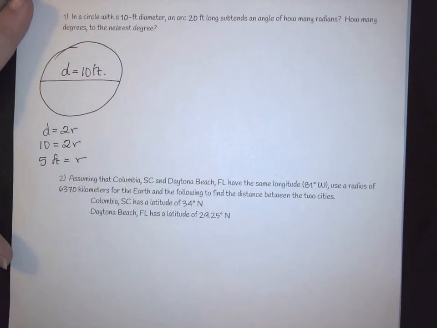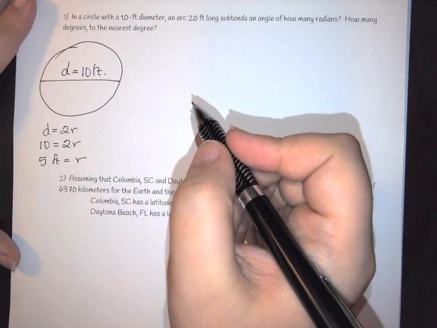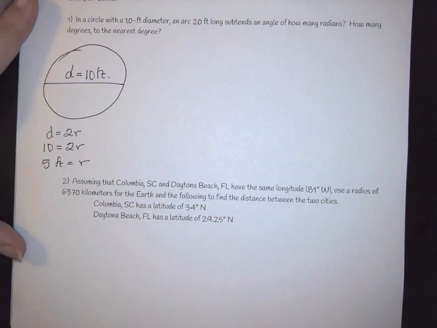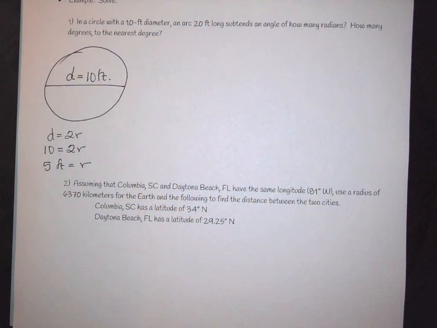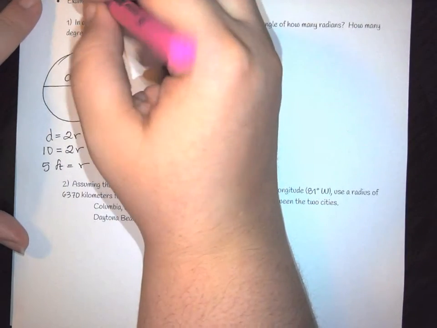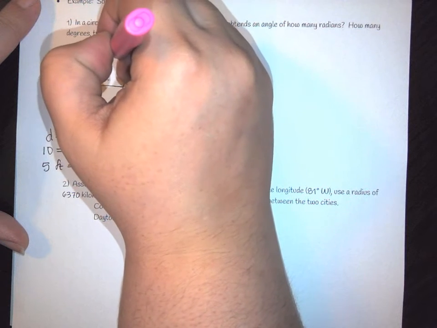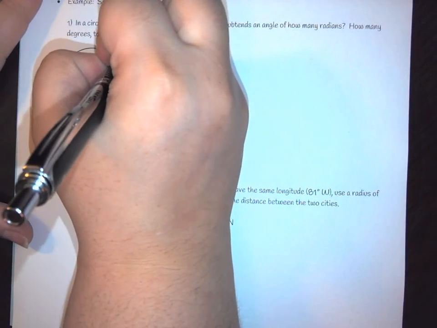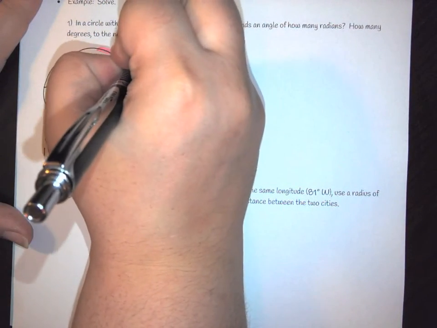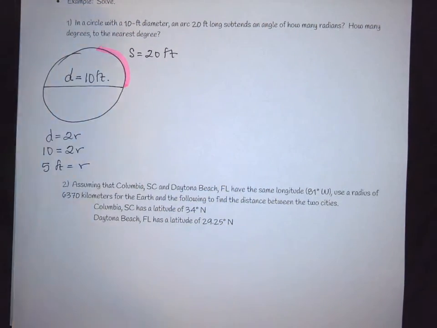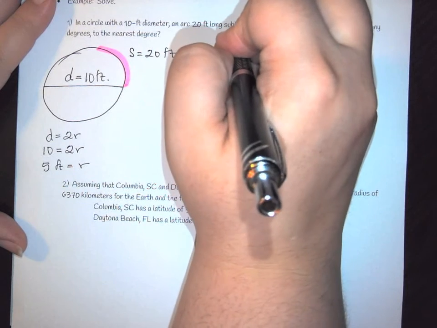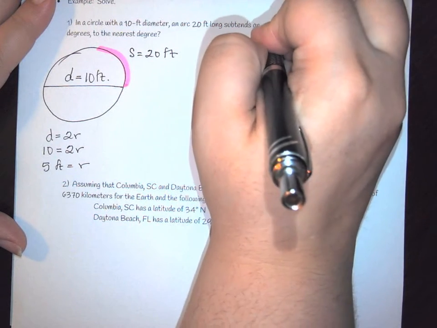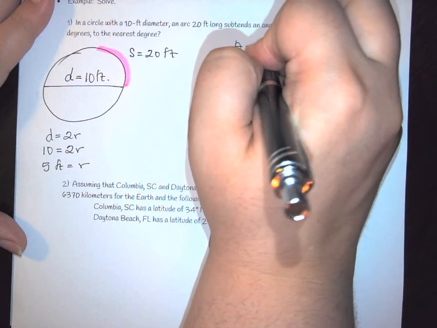And the other thing that we have been told is that we have an arc length of 20 feet long. So we don't know exactly how long that looks, but we do have this arc length here that we are working with, and we are told that it is 20 feet. Now essentially what we need to remember again is that we have that fun formula: angle is equal to my distance over my radius.